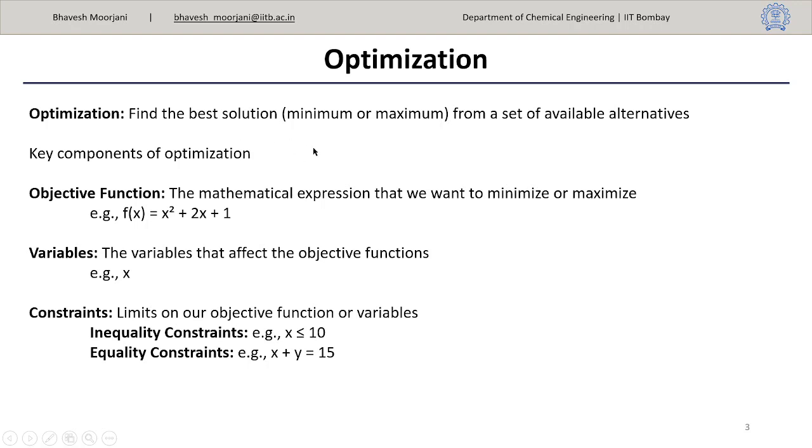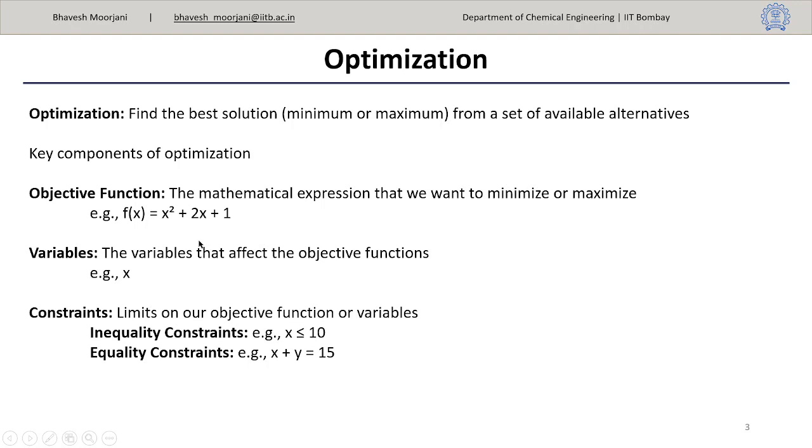Be it the maximum or minimum of your objective from an available set of options, it is optimization. Now when we talk about optimization, there are three important aspects. One is obviously that you have to have some objective function, right? The objective function is nothing but the mathematical form which will represent your desired output or desired throughput, right?